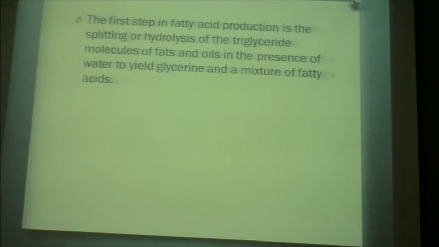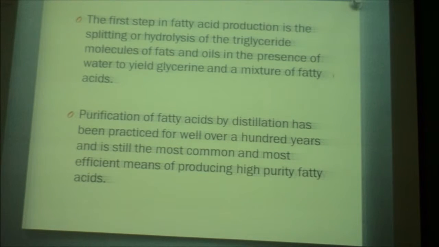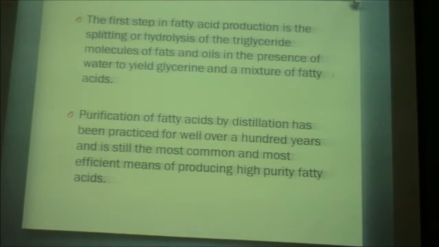The first step in fatty acid production is the splitting or hydrolysis of the triglyceride molecules of fat and oil in the presence of water to yield glycerin and a mixture of fatty acid. Purification of fatty acid by distillation has been practiced for well over 100 years and is still the most common and most efficient means of producing high purity fatty acids.